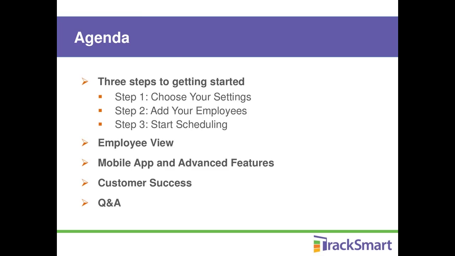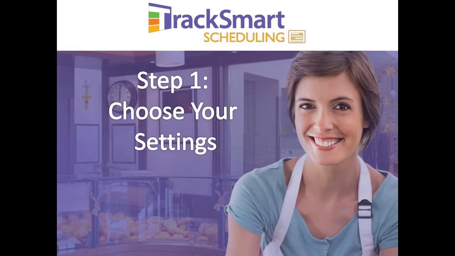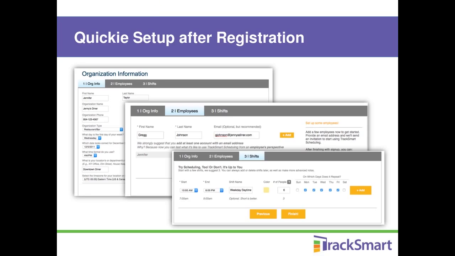Okay. We're going to start by going through the settings. Let's first remind you about these screens. You might remember seeing these when you first signed up. You went through a three-step process where you may have entered some basic settings, a few sample employees, and shifts. We realize that most people move quickly through this just to get to the app. So we're going to walk you through what to do now after you've passed this point, so you can set up the detailed information and begin using TrackSmart Scheduling to manage your day-to-day scheduling.